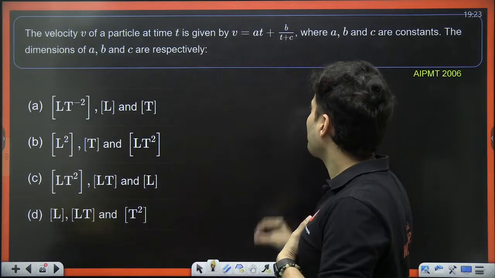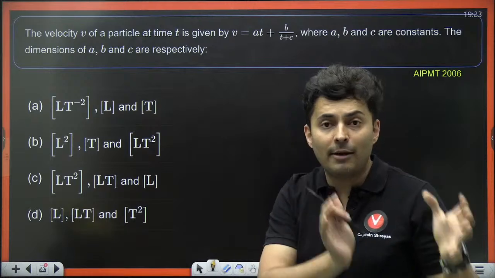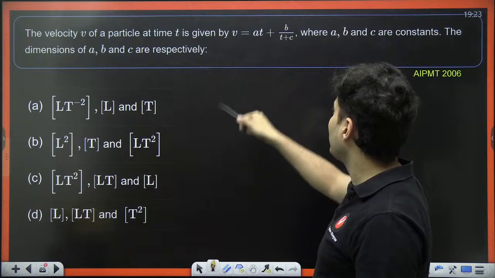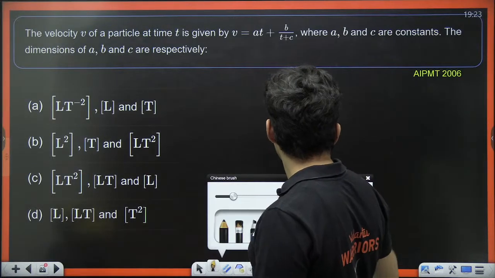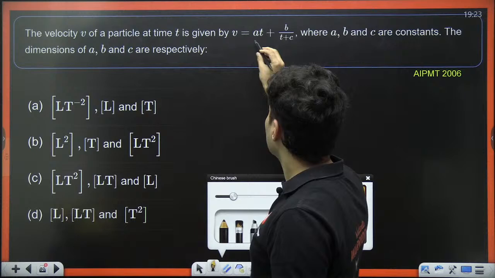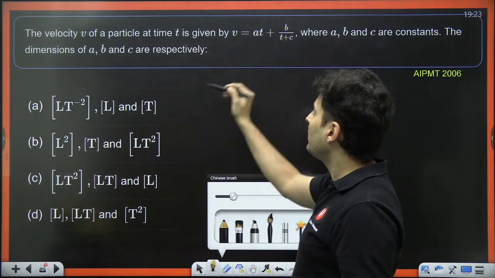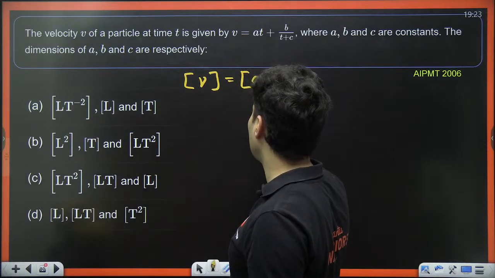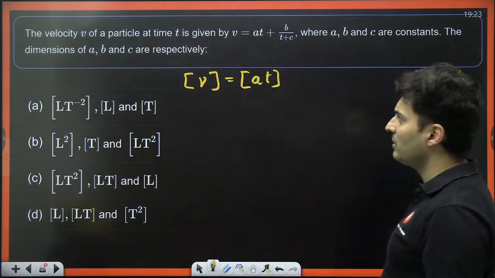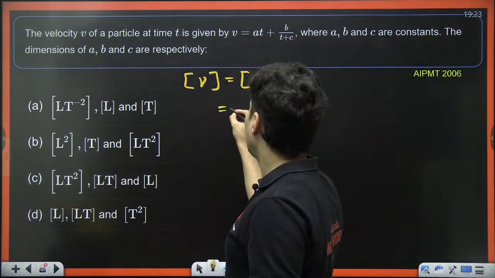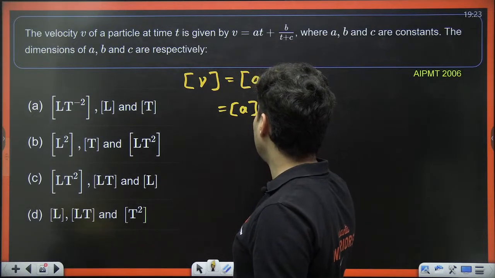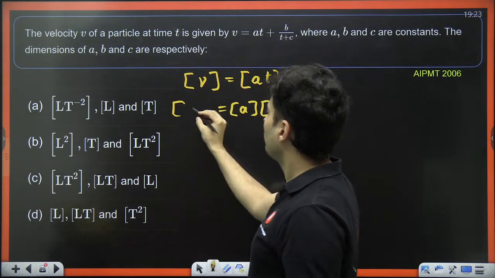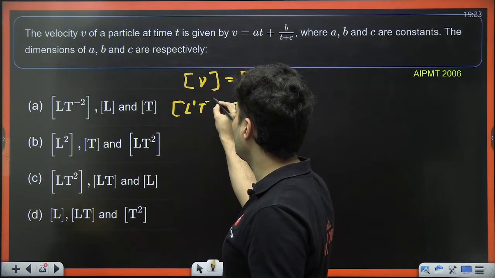Straightforward. You can only add similar dimensions or subtract similar dimensions. So if you notice over here, I'm adding A times T to something to get V. So 100% the dimension of velocity will be the same as the dimension of A times T. So basically the dimension of A into the dimension of time, which is T, will be the dimension of V, which is length raised to 1, T raised to minus 1.